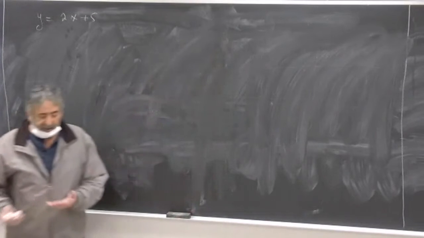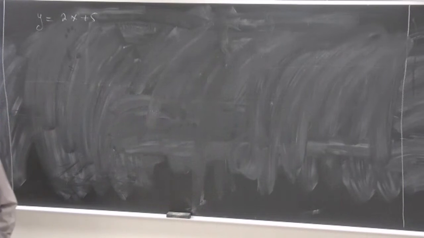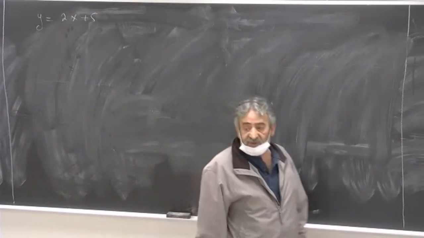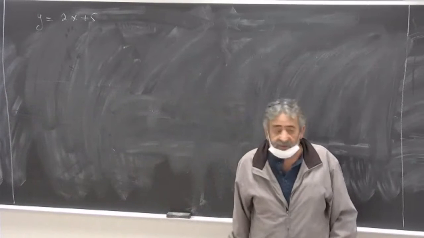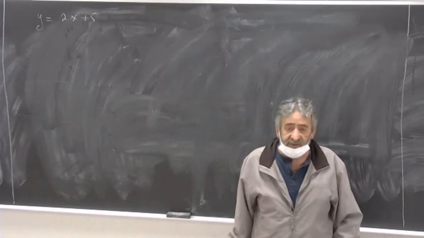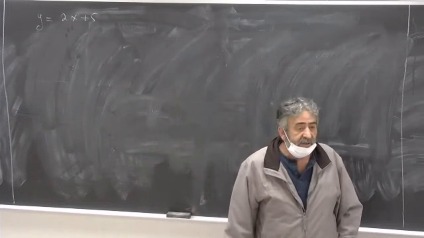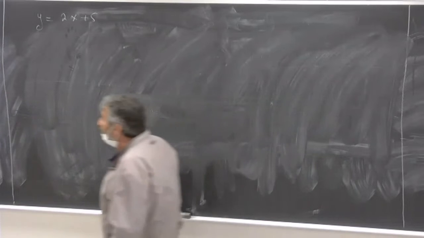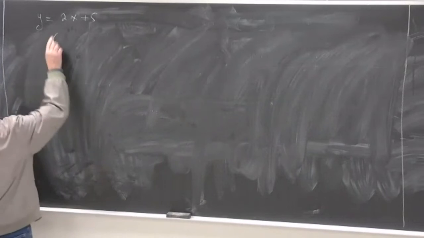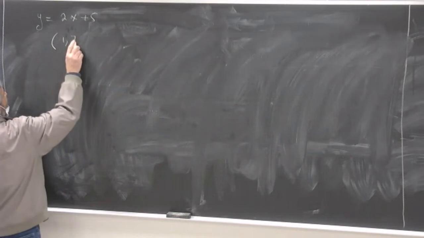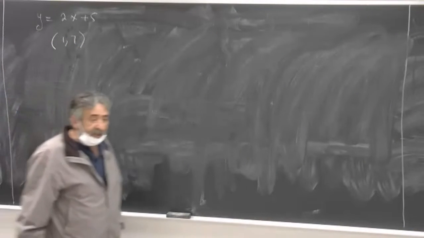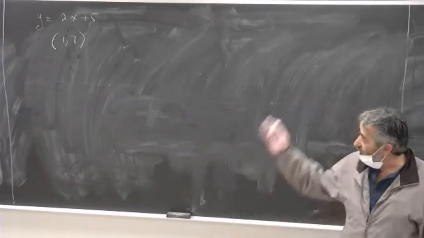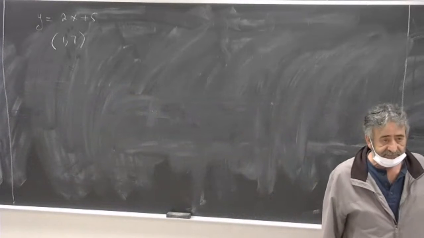However, we need some time to determine particular points on that line, whether they are solutions or not. If they are on the line, they are solutions. And sometimes we don't even know, because we haven't graphed the equation, we don't even know if that point is on the line or not. So consider, for instance, a point, say 1, 7. And I want to know if this point is a solution to that equation or not.